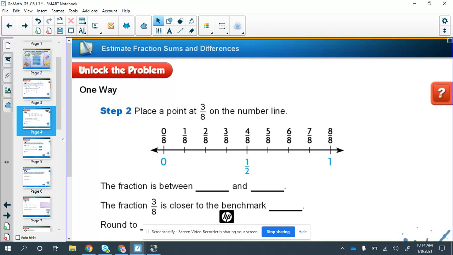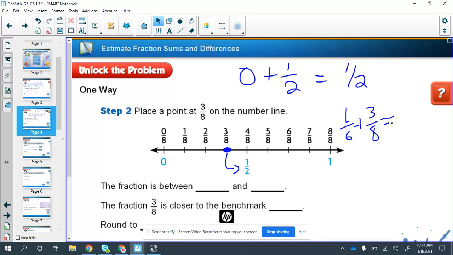We're going to make another number line, starting with 0/8 going up to 8/8. And here we are, we're going to plot 3/8 on this number line. And for this one, we can see that 3/8 is closest to 1/2. So 1/6 was about 0, 3/8 is about 1/2, and so 0 plus 1/2 equals 1/2. So we could say that our estimate for the problem of 1/6 plus 3/8 is about 1/2. Now, is it exactly 1/2? No, but it's pretty close to that.